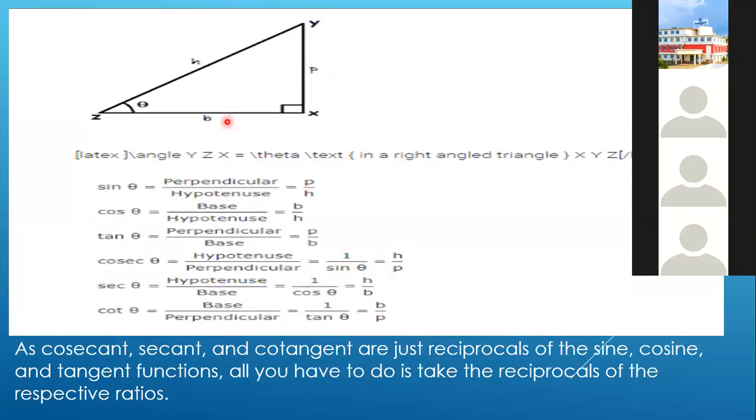Cos is adjacent by hypotenuse. Adjacent is 3, hypotenuse is 5. So what is cos A? 3 by 5. Very good. Then tan A is equal to opposite by adjacent. Opposite is 4, adjacent is 3. 4 by 3. Very good. Now I want cosecant A, secant A and cot A. Cosecant A, what is sin A we got? Just the reciprocal of that.